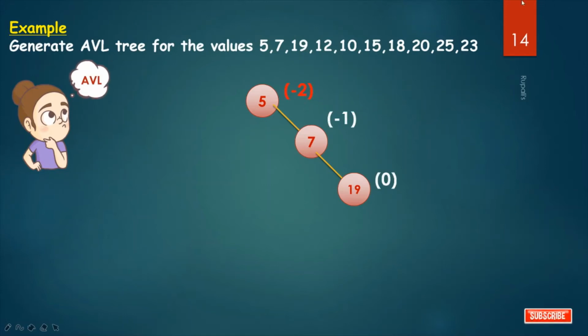So which one is our A node? It is this node. The nearest ancestor of the newly inserted node is 7, but the balance factor of 7 is -1.